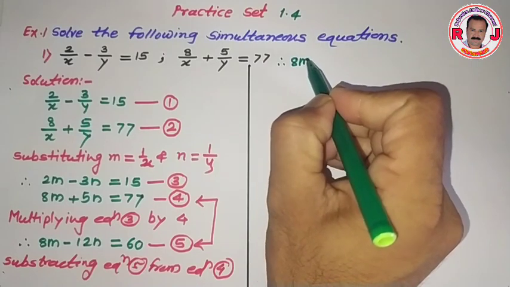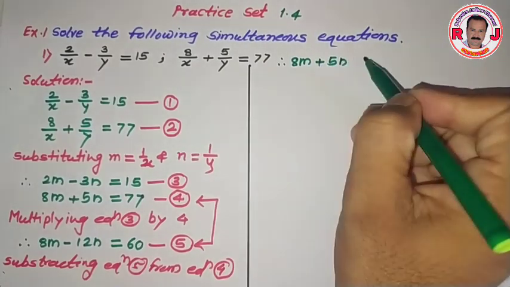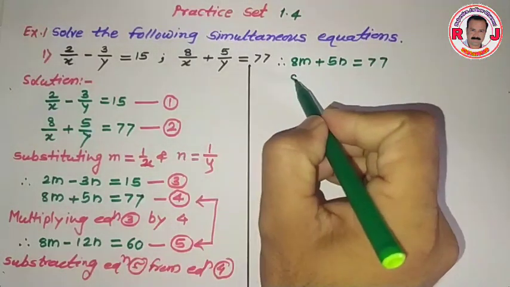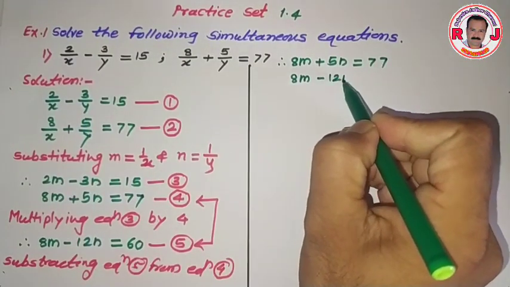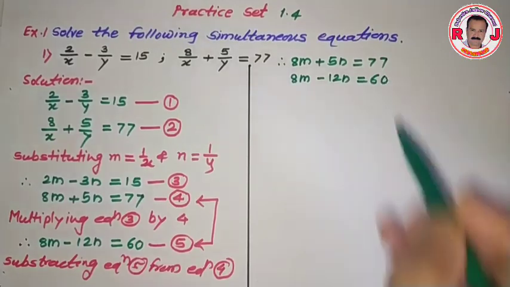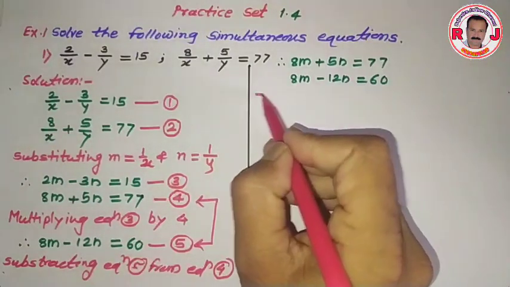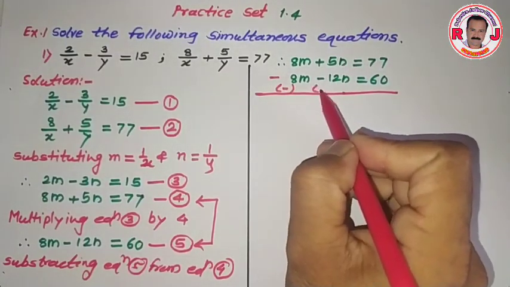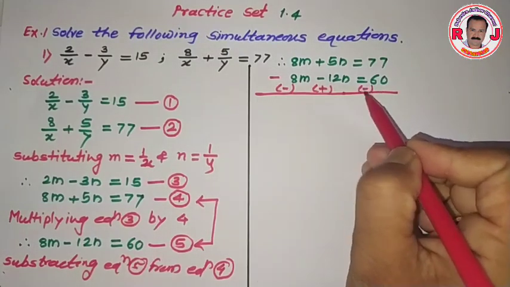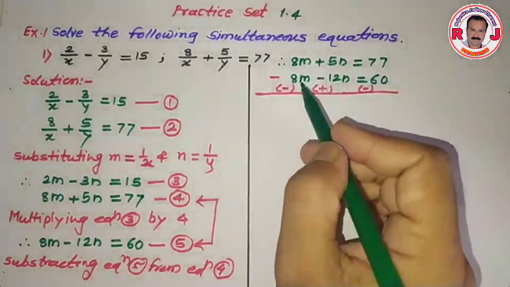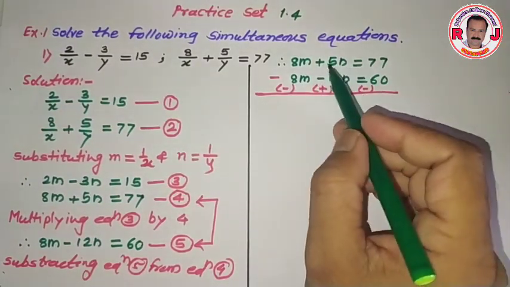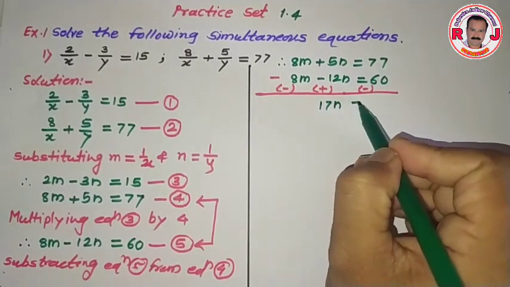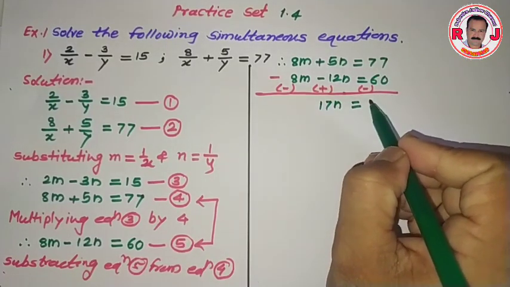Write down equation 4. 8m plus 5n is equal to 77, and subtract equation 5, 8m minus 12n is equal to 60. या ठिकाणी सबट्रॅक्ट करतो म्हणजे वजाबाकी करताना दुसऱ्या समीकरणाची चिन्ह इथं बदलतात. इथं वजा, या ठिकाणी प्लस, and here the minus. 8m is eliminating this variable, plus 5n and plus 12n is equal to 17n. 77 minus 60 is 17.